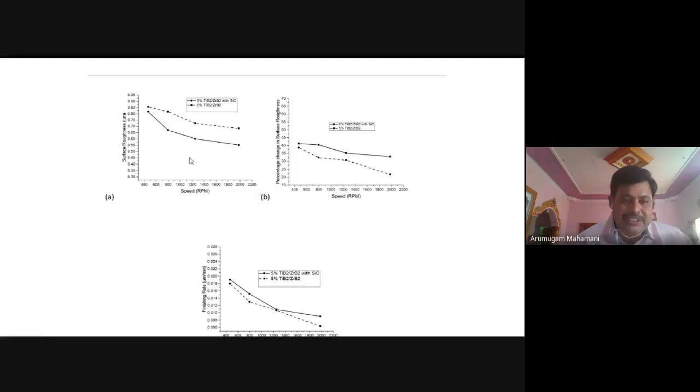This is the speed versus surface roughness. Here you look at that, I am making a comparison with the addition of SiC and without the addition of SiC. If you are adding SiC, then what happened? You will get higher surface roughness, right? Then again, the percentage of change: if you are increasing speed, what happened? The dotted line is less. Then again, if you are increasing speed, the finishing rate is coming down. But look at that, the 5% composite is less than with SiC.